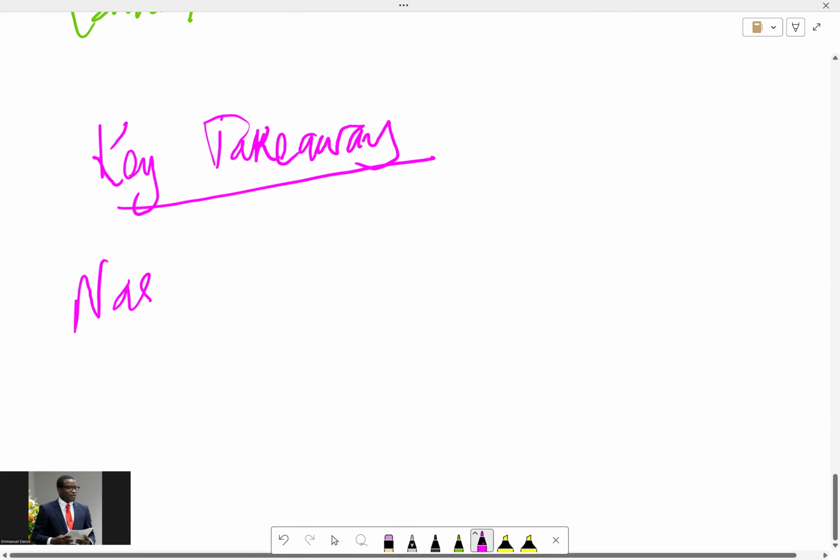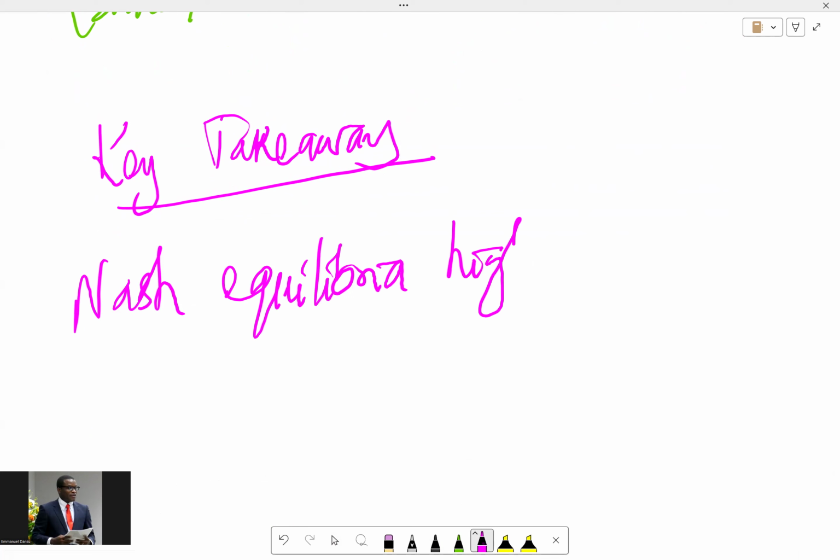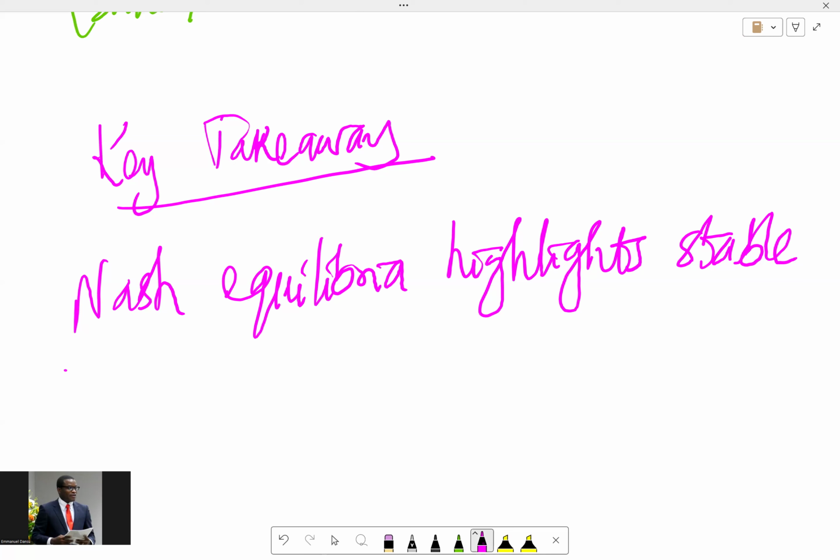So Nash equilibria highlights stable outcomes, but coordination is essential. So in this case, they need to coordinate, like they have to agree that maybe this week we go for football, next week we go for ballet. So they have to agree together in that case. That's how the relationship can work better. Nash equilibria highlights stable outcomes, but coordination is essential to resolve conflicts.